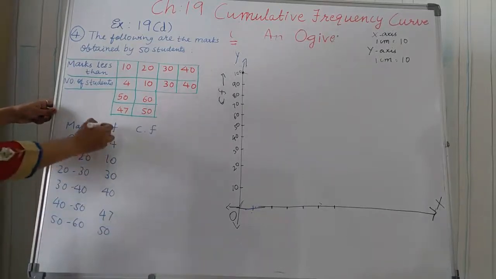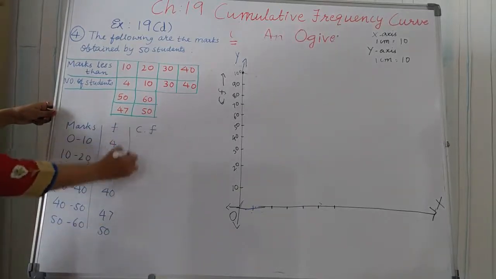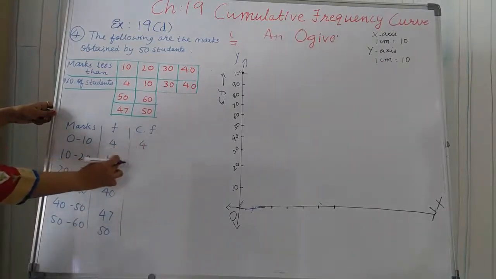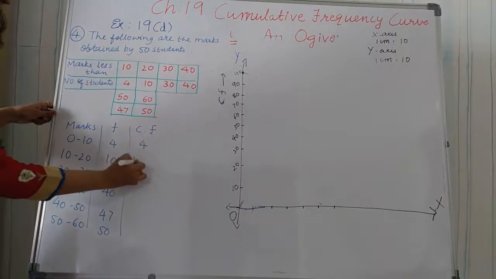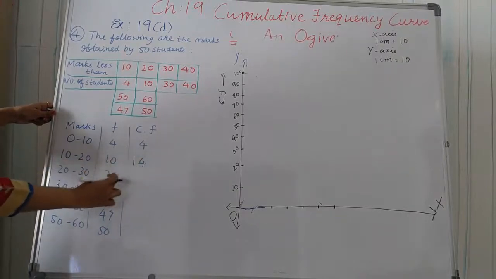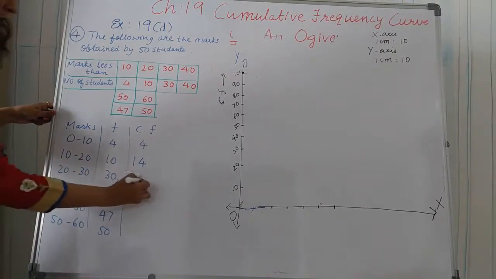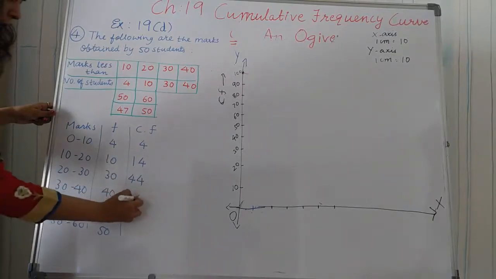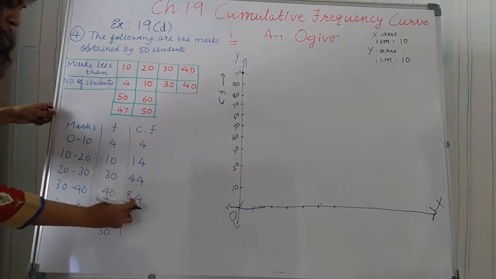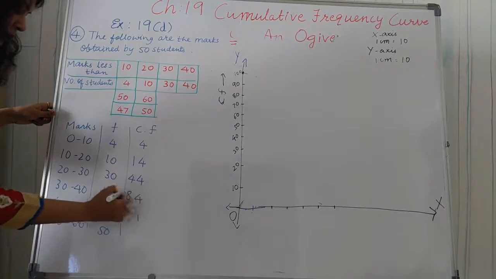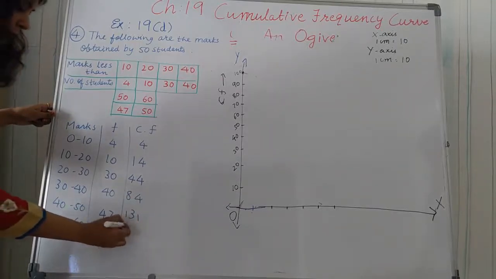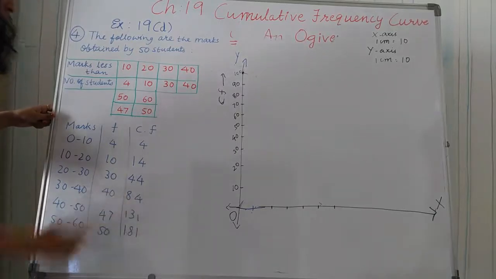Now we write cumulative frequency. So for that we need to write the first as it is. Next we add 10 to it, I get 14. Next is 14 plus 30, I get 44. 44 plus 40 is 84. 84 plus 47, 131. 131 plus 50, 181.